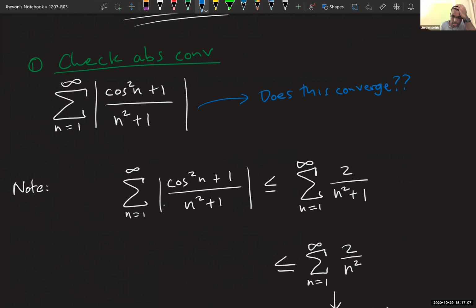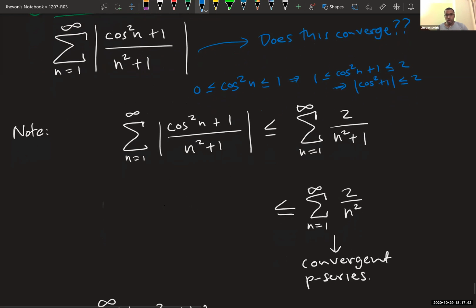Well, because I know that cosine squared is between 0 and 1. So this means that cosine squared n plus 1 is going to be between, if I add 1 on both sides, 1 and 2. And so that tells you that cosine squared plus 1 is less than 2 in absolute value. The maximum the cosine squared part can be is positive 1, and so the maximum this can be is 1 plus 1, which is 2. And so I have that.